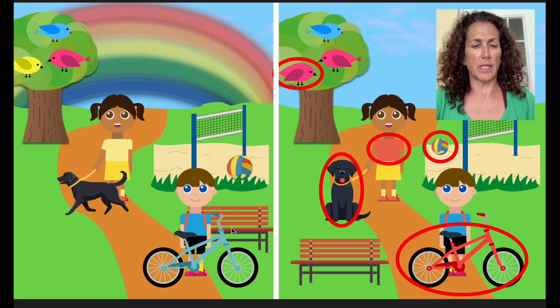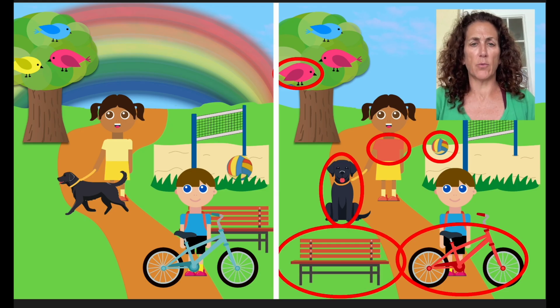In the picture on the left, there is a bench, a park bench, right behind the little boy. In the picture on the right, the bench is next to the little boy. So the bench is in a different spot in this picture.